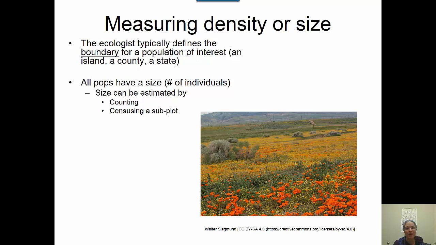It can be pretty easy to determine a boundary. For example, if the population of interest is on an island, or if you work for a county agency or a state agency, those political boundaries are probably going to become the boundaries of your population of interest. But usually the ecologist is determining what are the boundaries around the population. It could be determined by geographical features like a mountain range or something like that. So oftentimes within that boundary, the ecologist wants to know the number of individuals that exist in the population.